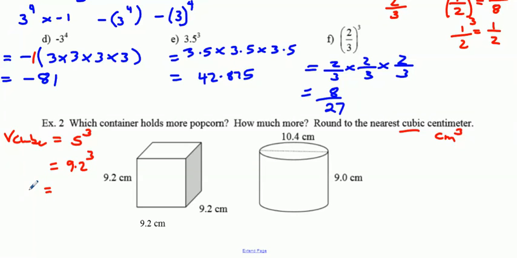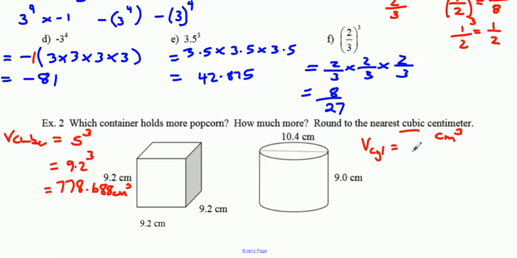9.2 cubed is exactly 778.688 centimeters cubed. I'm going to leave it for now and I'll round later. All right, for the volume of the cylinder, I'll just write volume.